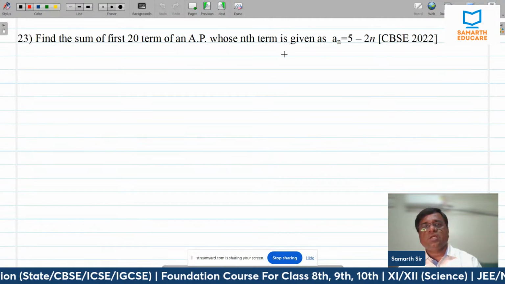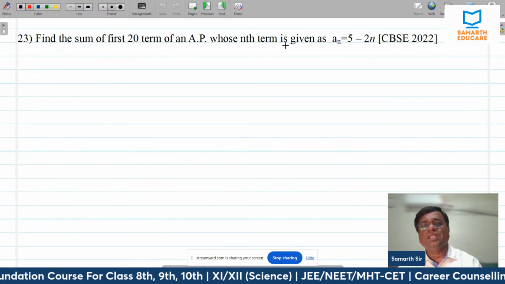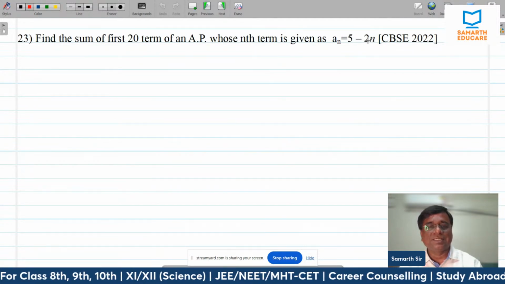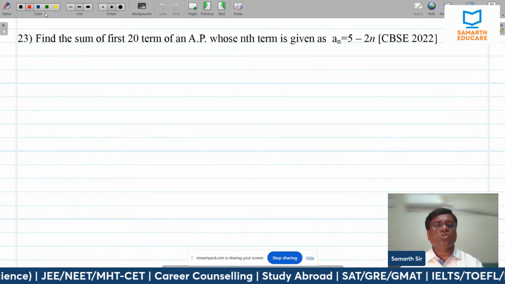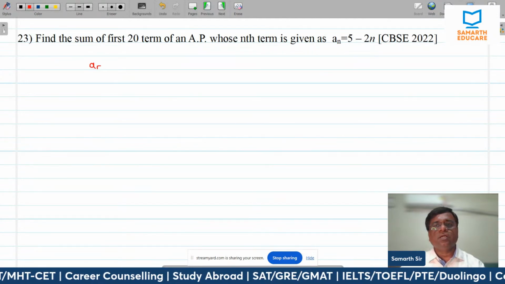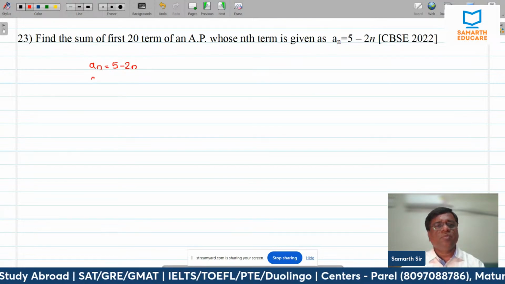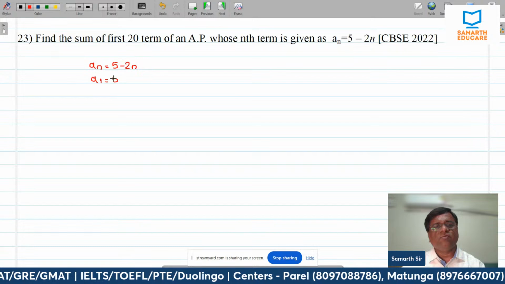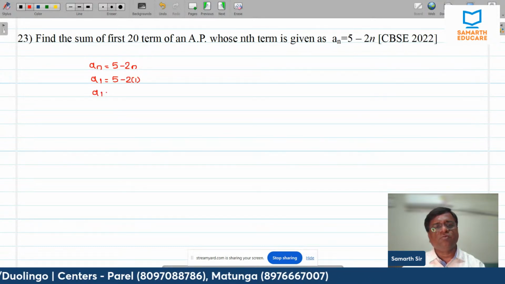Very basic question once again. Find the sum of the first 20 terms whose nth term is given by this. An, that is the nth term, is 5 minus 2n. What will be a1? A1 is 5 minus 2 into 1. If you remember, we have solved this kind of problem, and this is equal to 3.